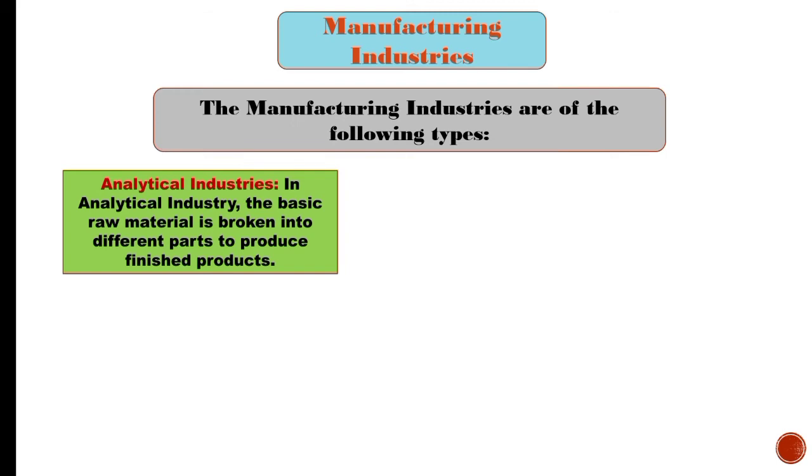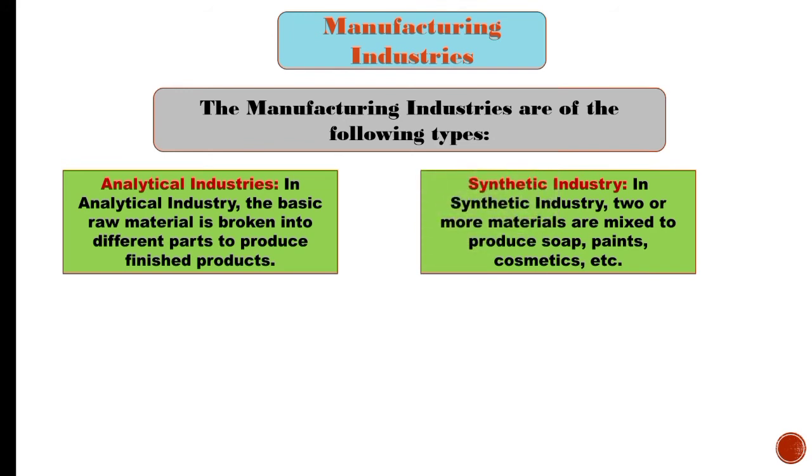For example, crude oil is processed and many finished products such as petroleum, diesel, kerosene oil, gasoline, etc. are manufactured. Second type of manufacturing industry is synthetic industry. Now, in synthetic industry, two or more materials are mixed to manufacture some new product. So here, to produce a new product, two or more materials are mixed. For example, chemicals are mixed to produce soap, paints, cosmetics, etc.